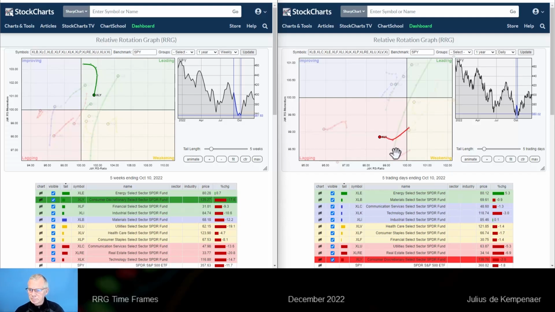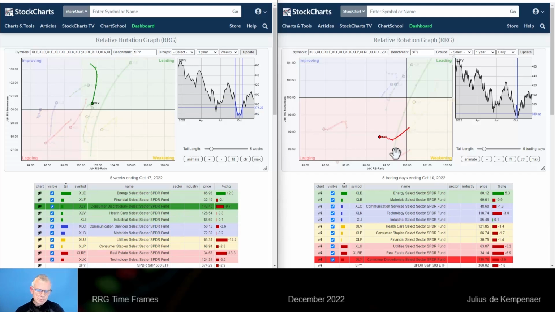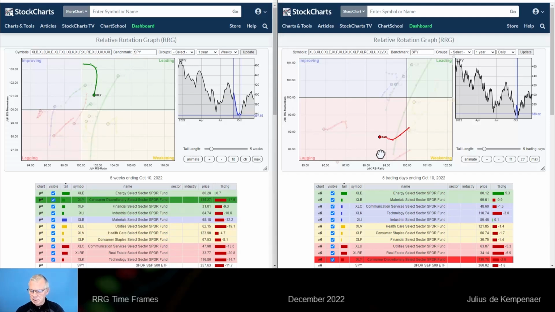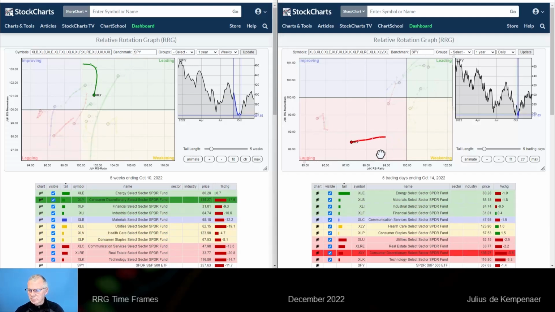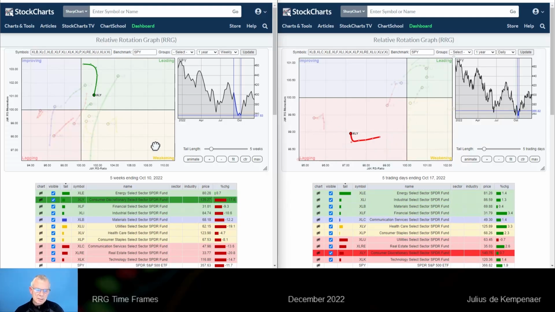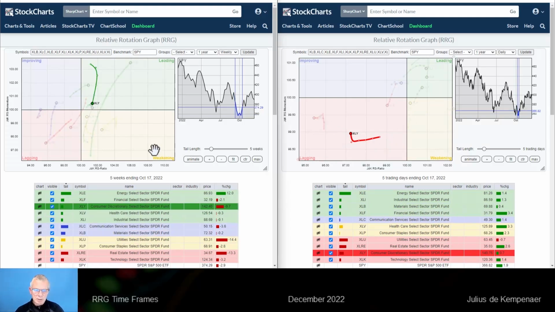Now we go 1, 2, October 10, select this one. 1, 2, 3, 4, 5. And you can see 1. So we're October 17. The move in that little hiccup is not visible on that longer term trend.